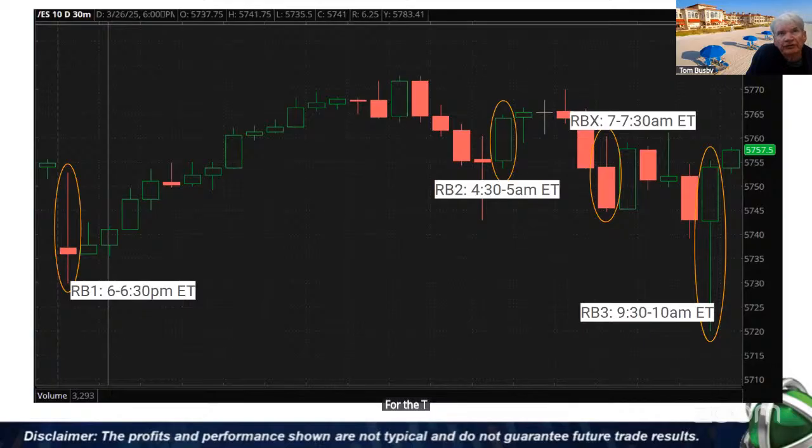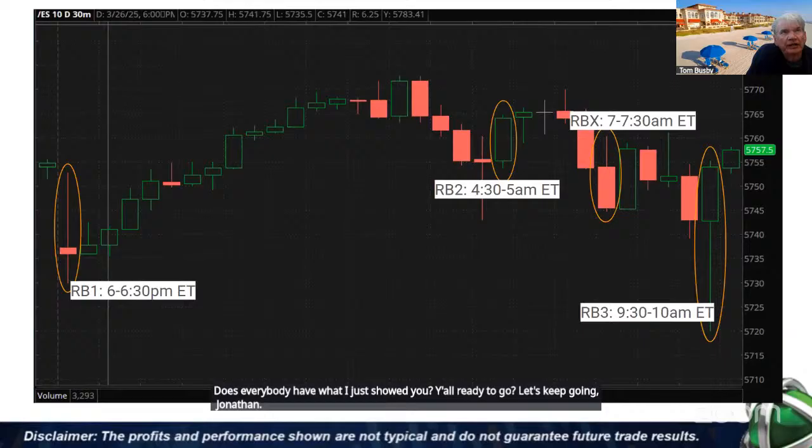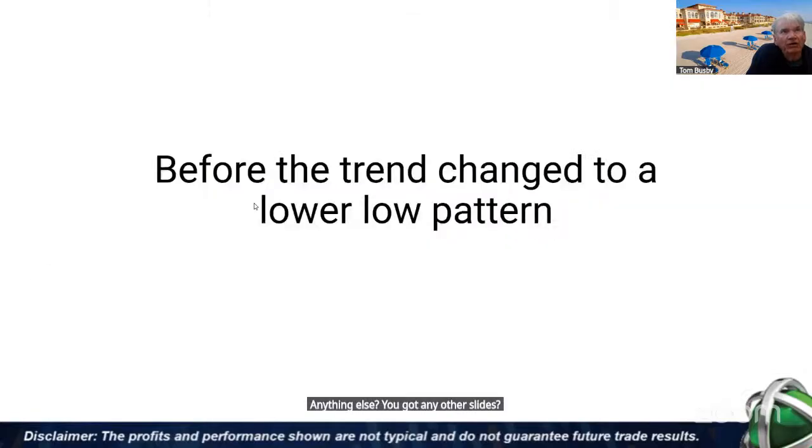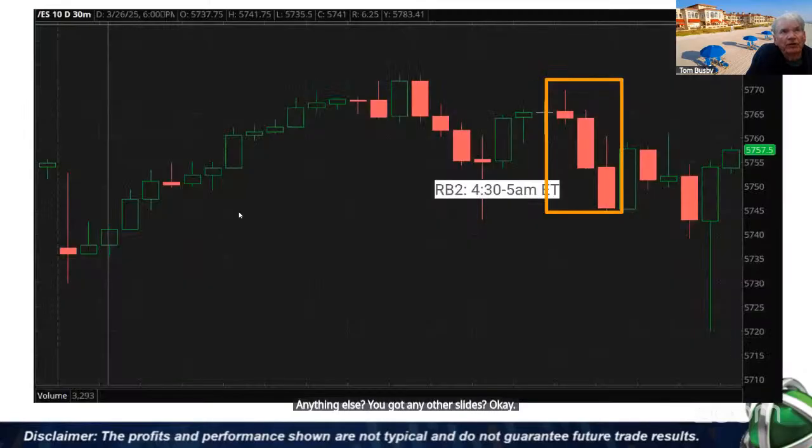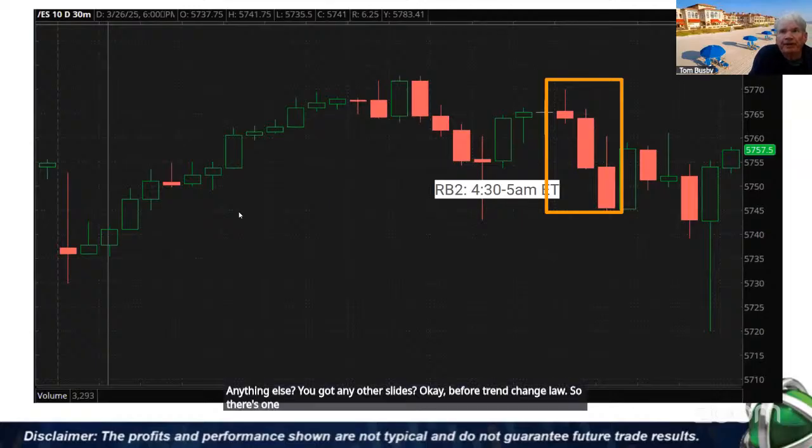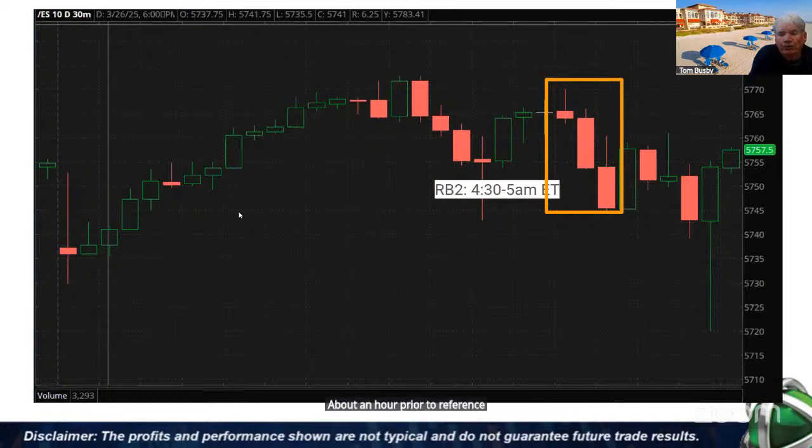And in this case, XLP, right? Does everybody have what I just showed you? Y'all ready to go? Let's keep going, Jonathan. Anything else? You got any other slides? Okay, before the trend change lower, there's one thing I want you to remember using this method. About an hour prior to the reference bar, it goes sideways on you. We're going to have some fun when we go to a regular market, okay?